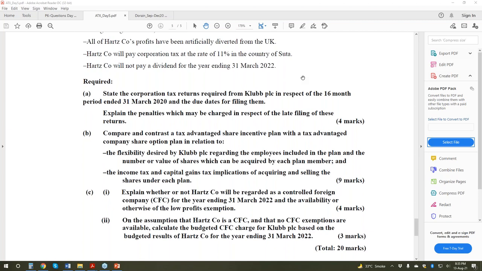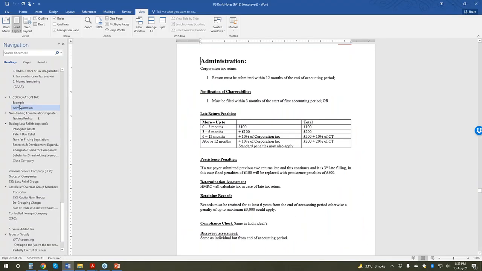What if one does not submit the tax returns within this period? Obviously, HMRC will charge them interest and penalties. The dates relating to each chapter you can find in my notes under the administration section of each chapter. For example, we are talking about corporation tax right now, so the return must be submitted within 12 months of the end of the accounting period.